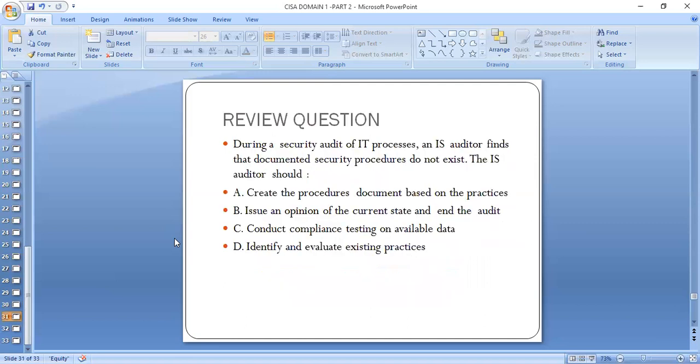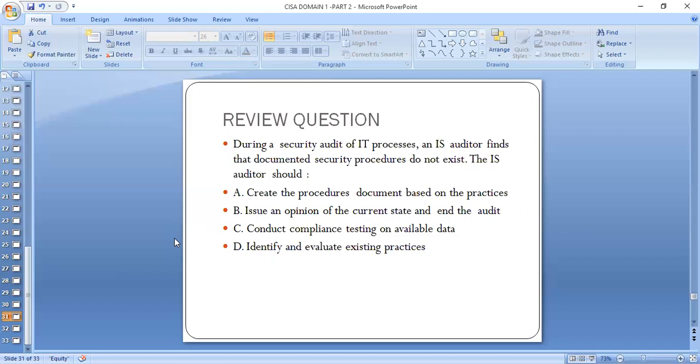All right. Review question. During the security audit of IT processes, an IS auditor finds that documented security procedures do not exist. The IS auditor should: A, create the procedures document based on the practices. B, issue an opinion on the current state and end the audit. C, conduct compliance testing on available data. D, identify and evaluate existing practices.